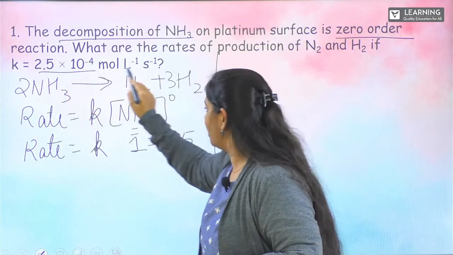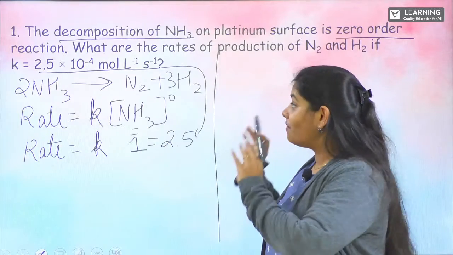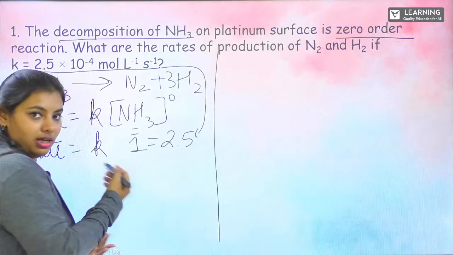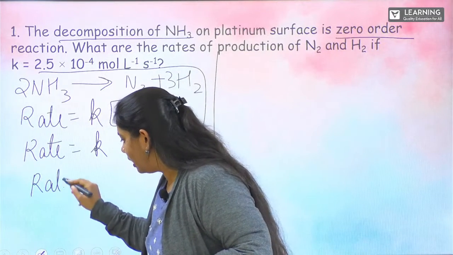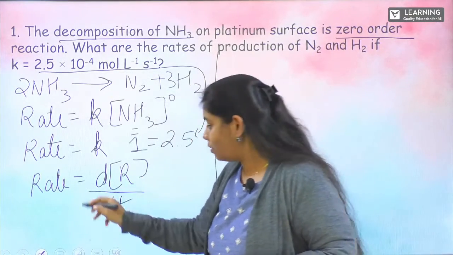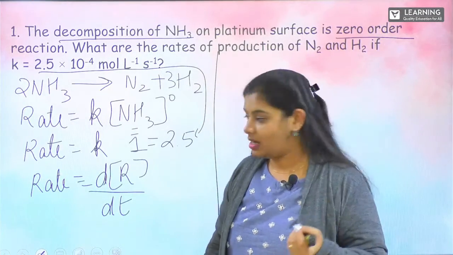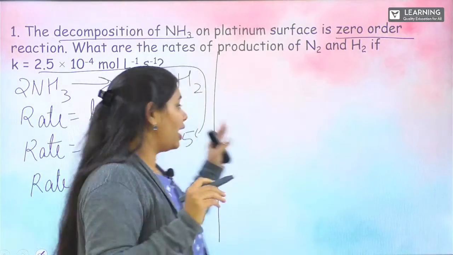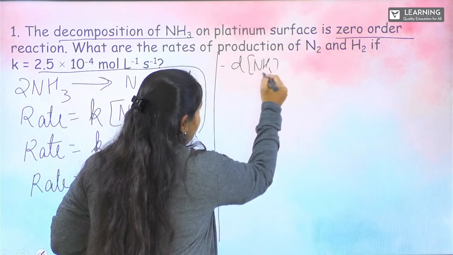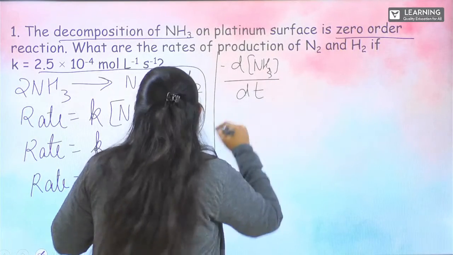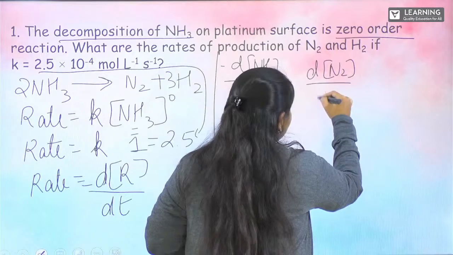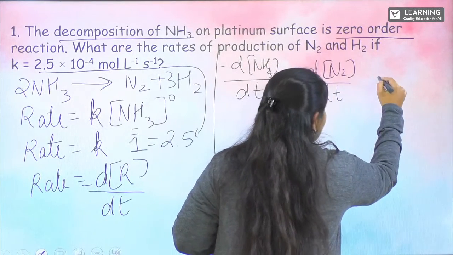Okay, it's the same thing here. Now they have asked us to find out the rates of production of N2 and H2. We know our rate can also be written in this particular way, where the rate is going to be equal to dr by dt. If it is on the reactant side, we are going to put negative, and on the product side, we are putting a positive sign. So first we will write for all these. For NH3, what exactly will be there? Minus d NH3 by dt. And for N2 and H2 over here, positive here, here also positive.